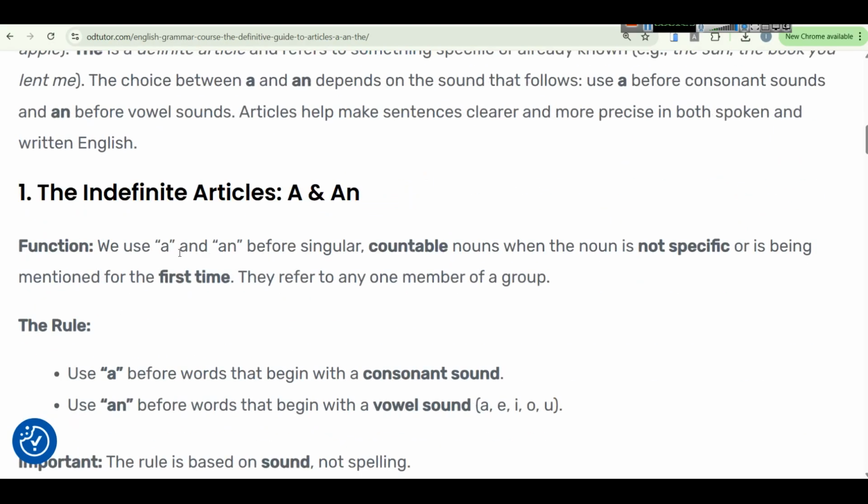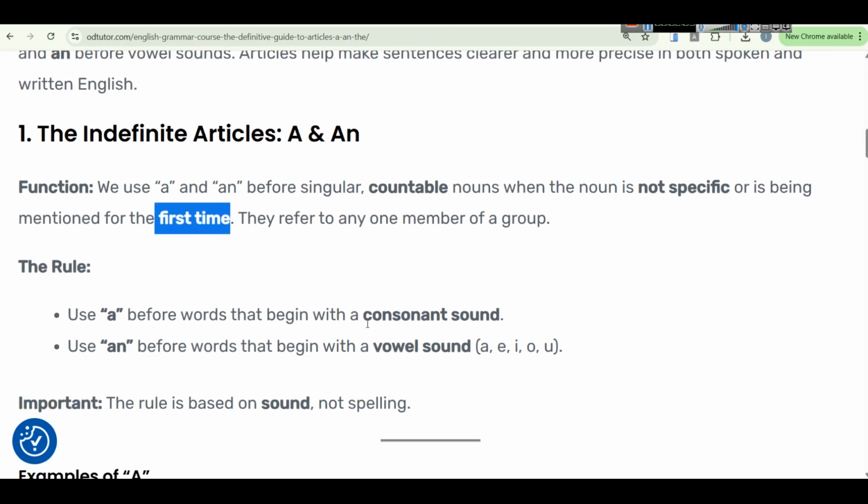So let's dive deeper into these topics. First is indefinite articles, which are a and an. Function: we use a and an before singular countable nouns when the noun is not specific or is being mentioned for the first time. You have to remember, the noun is not specific or is being mentioned for the first time. They refer to any one member of a group.